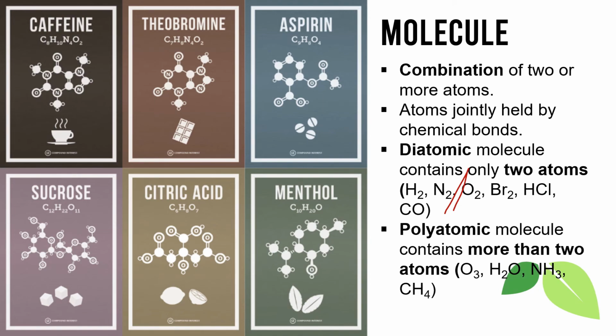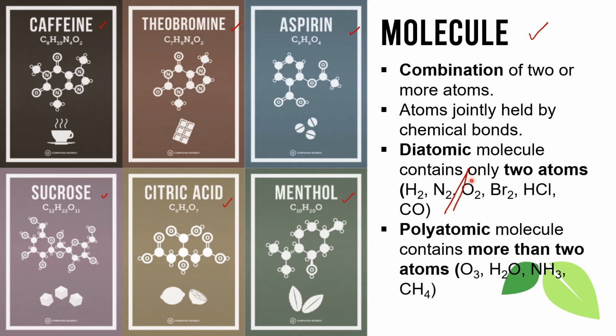So what you can see in this image, we have caffeine molecule, theobromine, aspirin, sucrose, citric acid, and menthol. All these are called molecules. So what is a molecule? A molecule is a combination of 2 or more atoms. Atoms are jointly held by chemical bonds.